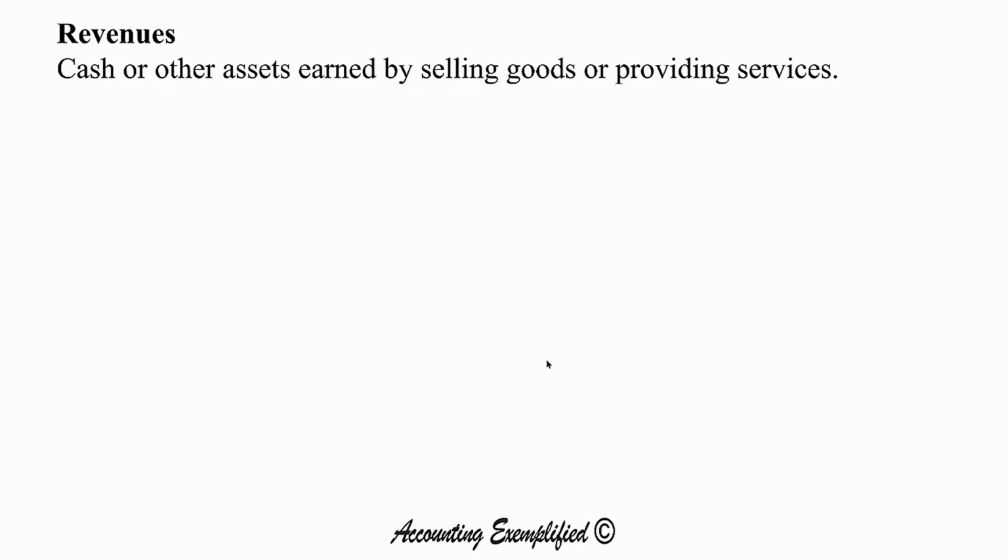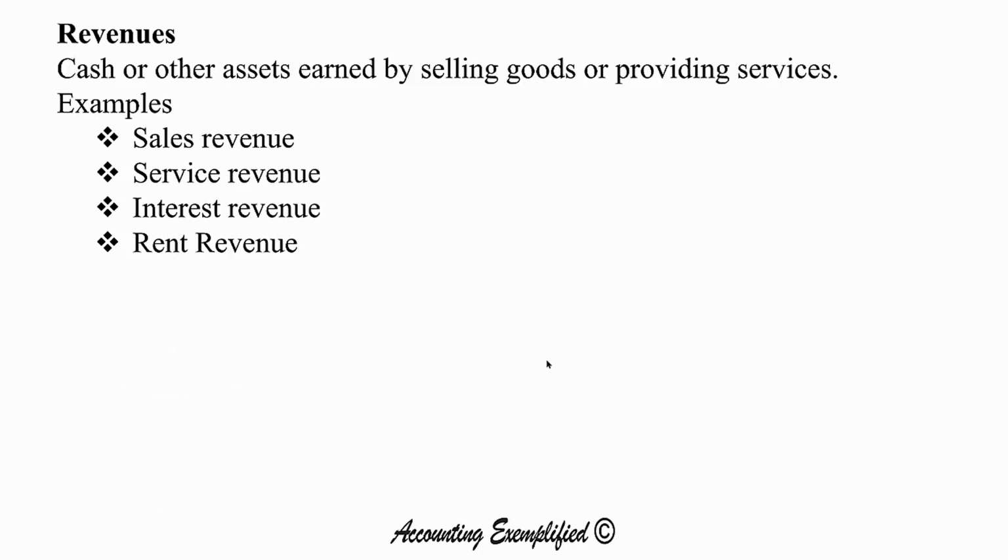Now, what are revenues? Revenues are cash or other assets earned by the company by either selling goods or providing services. For example, when Walmart sells goods to the customers, whatever the customer pays is a sales revenue. If you go to a tax company and they are doing your tax return and you pay them money, that is the company earning by providing services, and that can be called service revenue. Some examples are sales revenue, service revenue, interest revenue, and rent revenue.